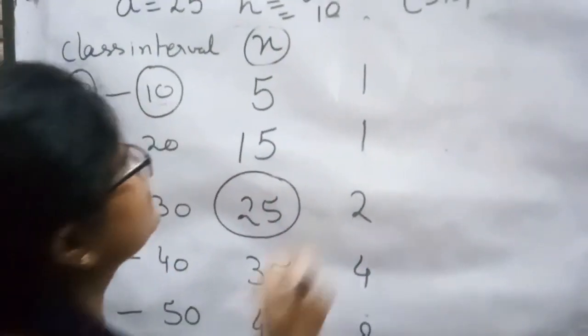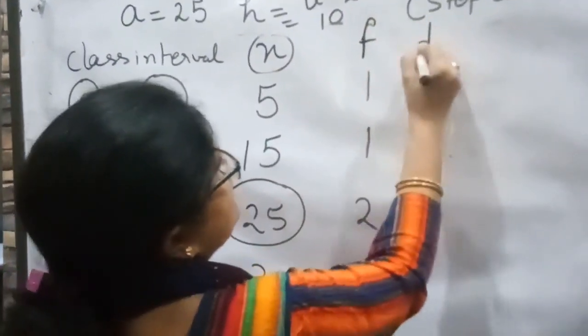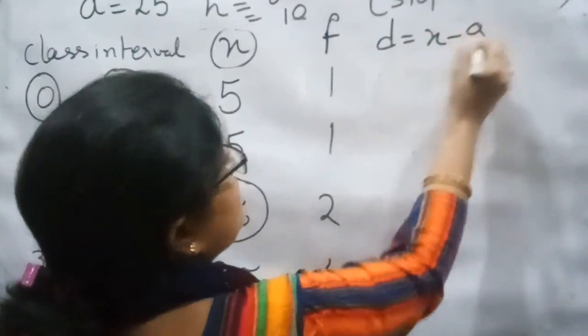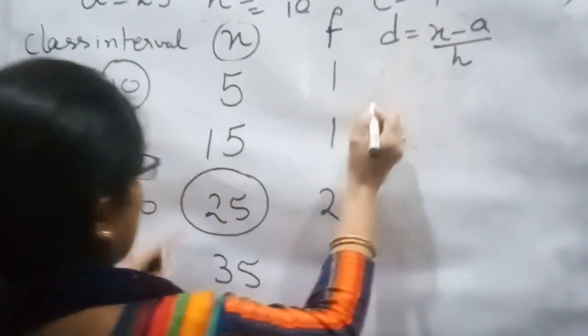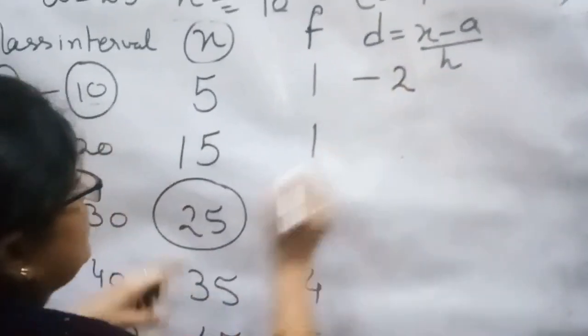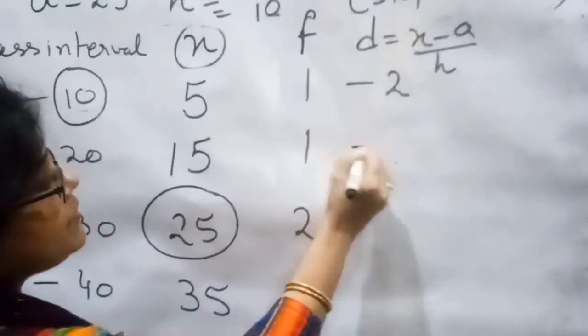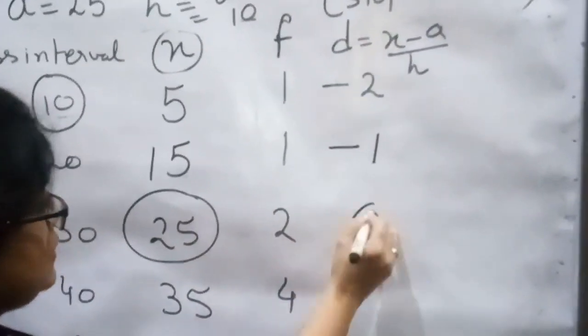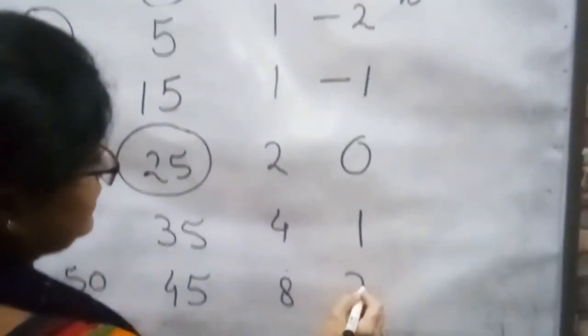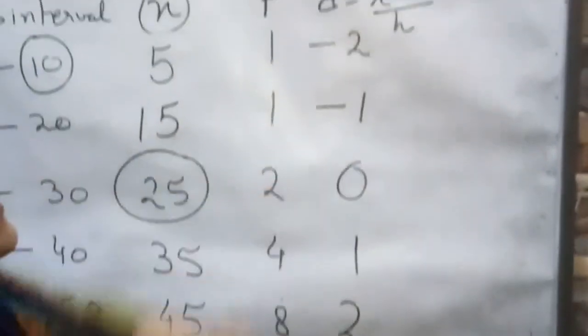Just write it f and d. X minus a by h. We have here minus 2. When we solve it, 25 minus 15 minus 10. That means we got minus 1. This is 0, this is 1 and this is 2. You just solve by this method.